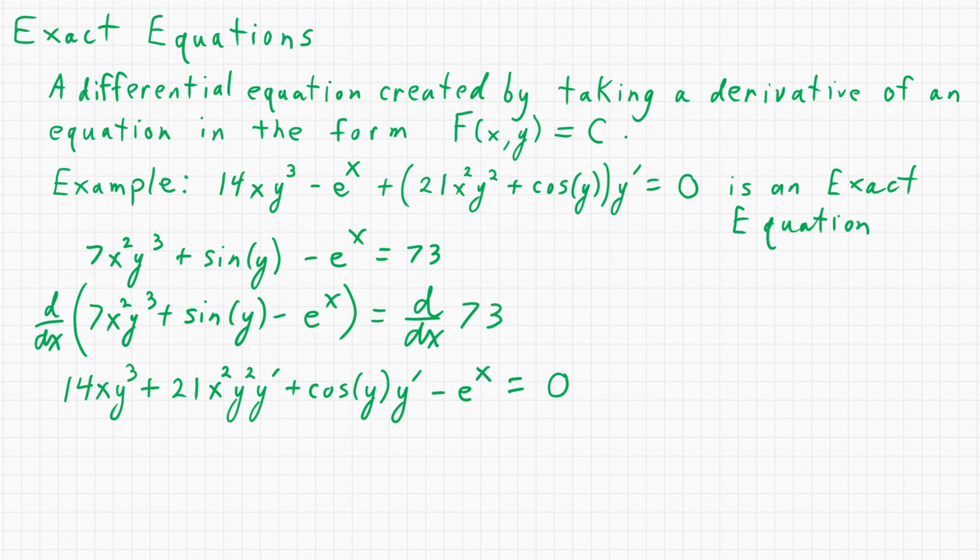So that means that this differential equation was an exact equation, because you could essentially make it by taking the derivative of this equation here, 7x squared y cubed plus sine y minus e to the x equals 73. And so the idea here is, if this function F of x comma y exists, maybe we can work backwards from the differential equation we have to actually get there and get rid of the y primes, and we actually have an implicit solution at least. We're going to continue on with that in the next video.